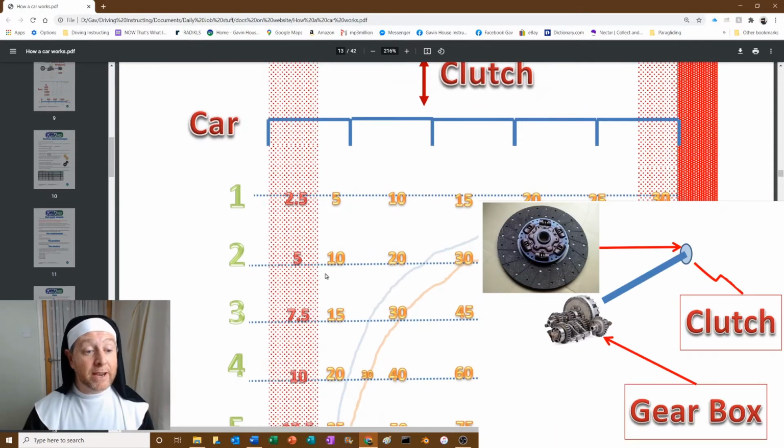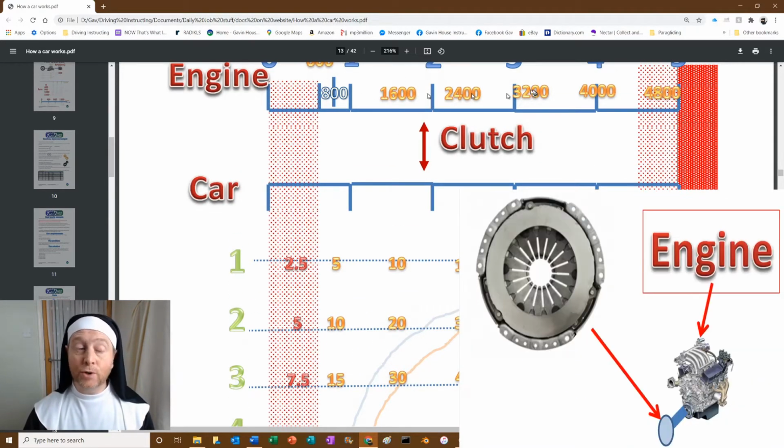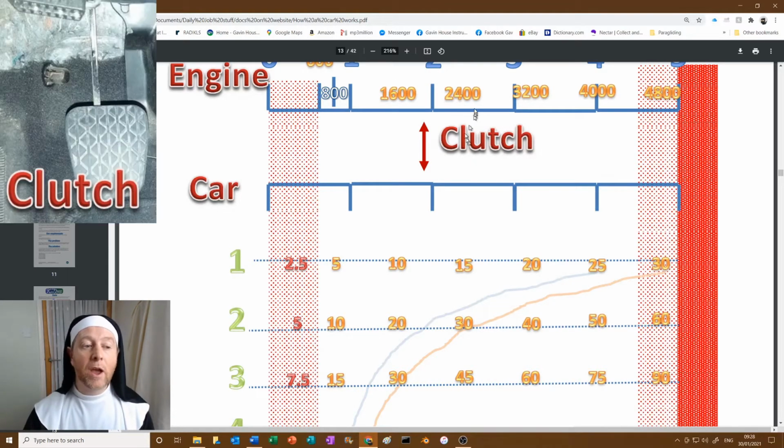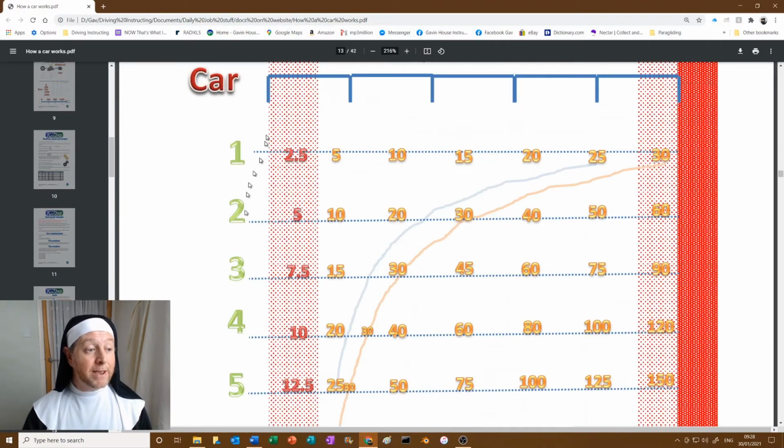So there is a speed of a clutch connected to the car, and there is a speed of a clutch connected to an engine, and the clutch pedal joins that to that. And as we can see from this rather splendid diagram, here we have all these gears, and it's just a grid. So this is 800 RPM, and it's 5 times the gear number in my car.